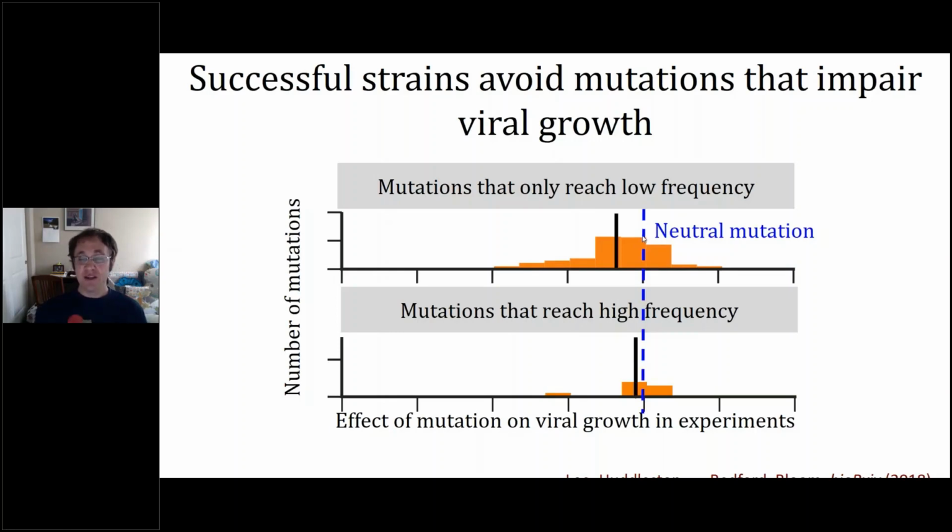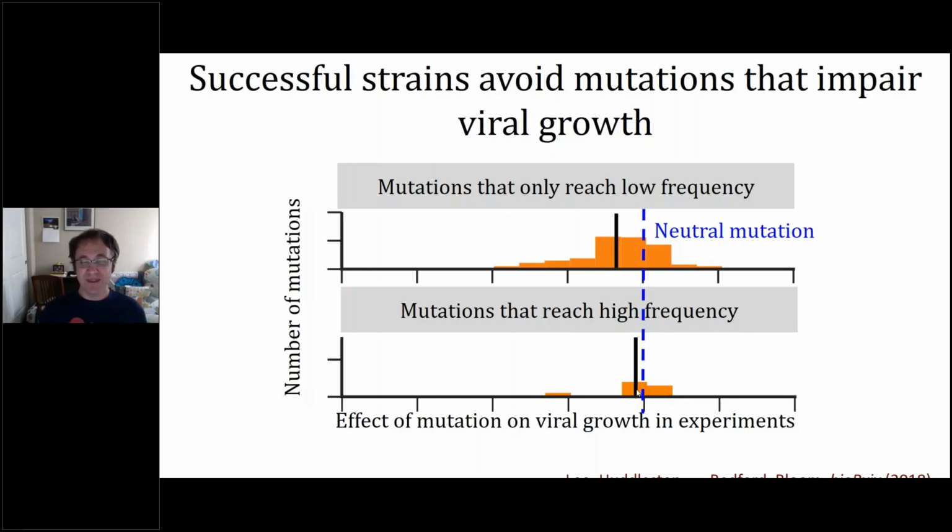This dotted line shows the effect of a neutral mutation. Particularly among the mutations that reach high frequency, it looks like this dotted line goes almost to the center of the distribution. So again, this drives home a key point that I was presenting earlier in the talk. When we're just looking at how mutations affect viral growth, we don't think that H3N2 influenza is actually getting better at replicating in humans. It's already quite good at that. What the successful strains are doing is managing to acquire mutations that keep their replicative ability about the same.